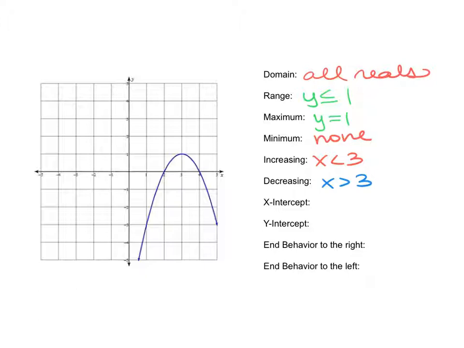The x-intercepts are at 2 and 4. The y-intercept, this graph is going to keep going. We can't see where it is, but there is one. We just can't tell from the graph. Okay, so we're just going to say can't tell.